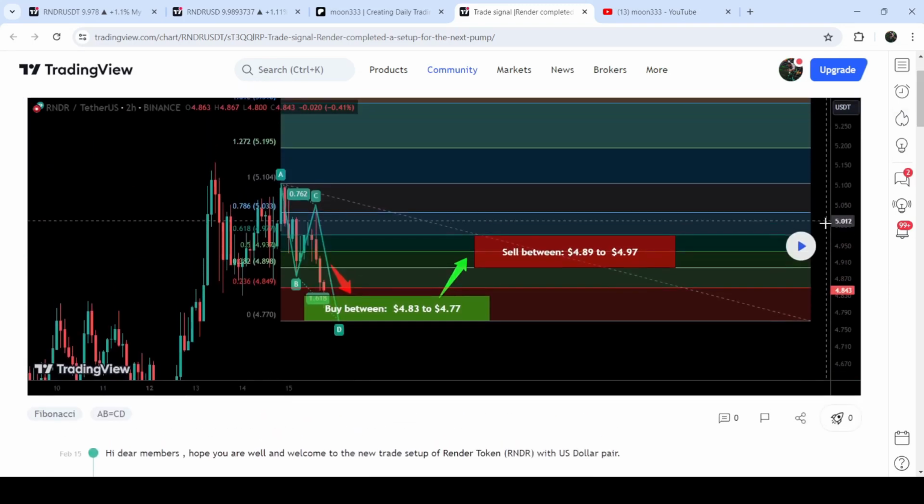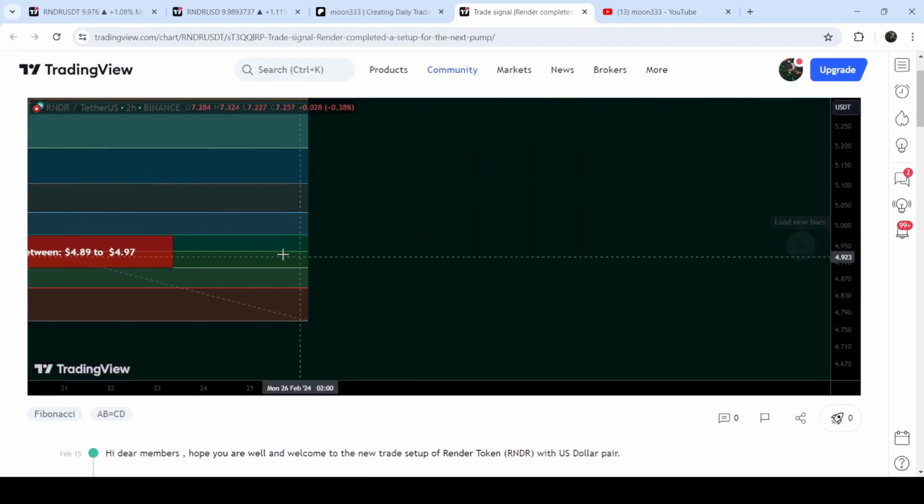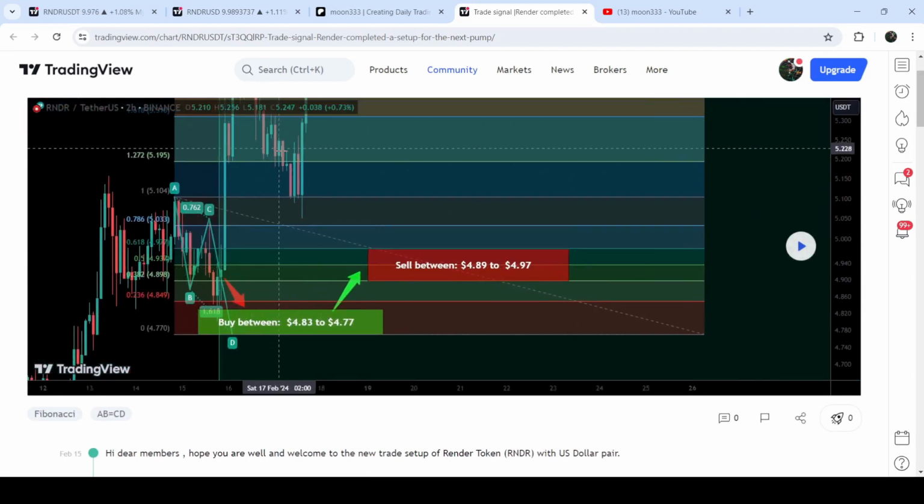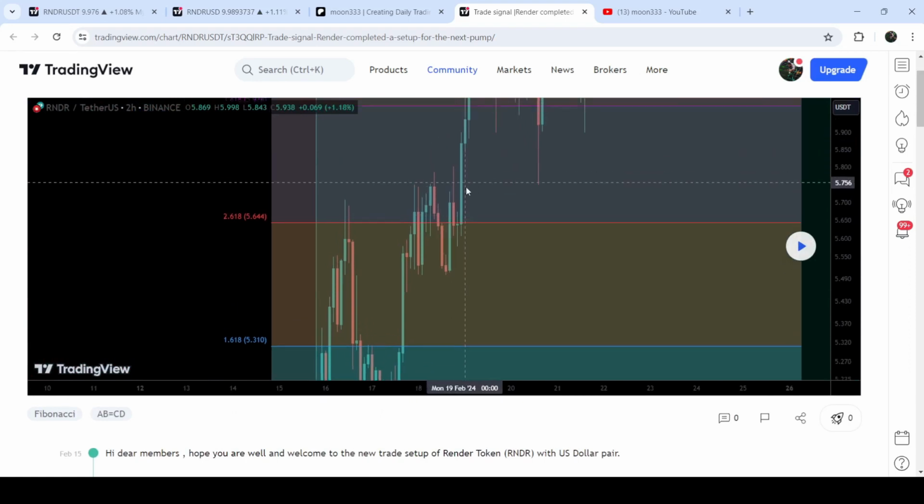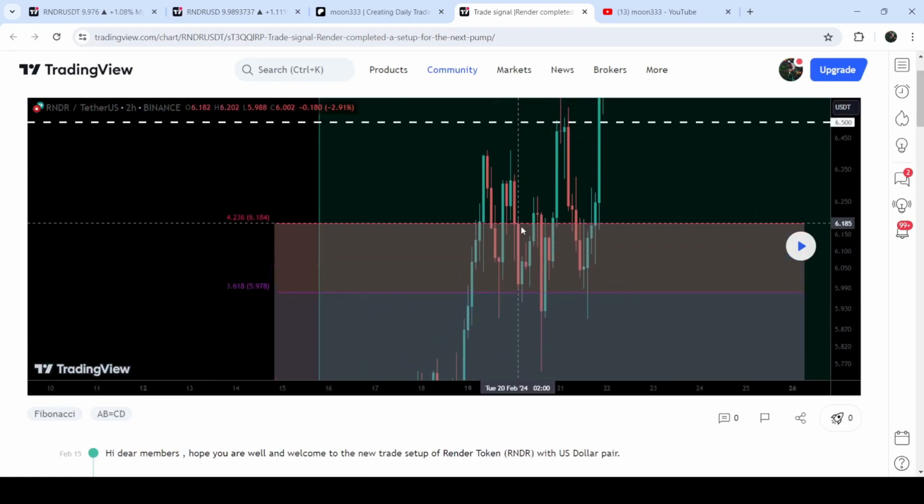And now if I play this chart, then you can observe that the price has started a very, very massive and powerful reversal. And this was more than 72% pump only on this 2-hour time frame chart.